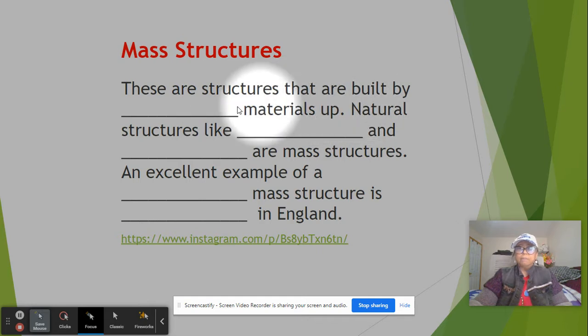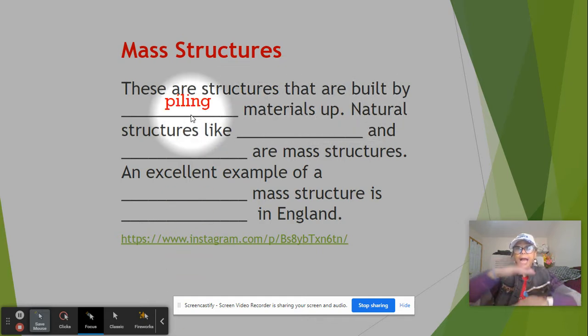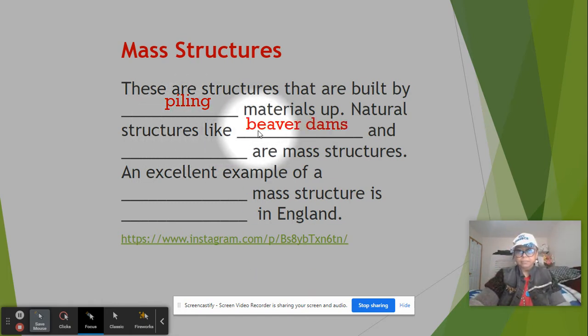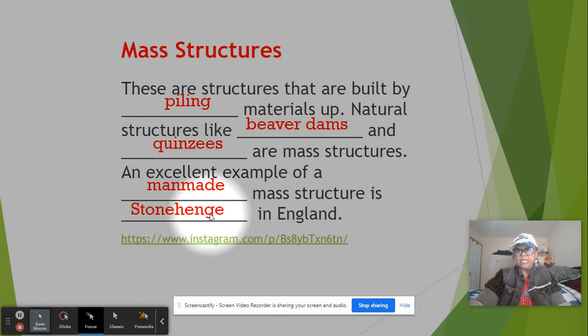Now, for the first one, mass structures. These are structures that are built by piling materials up, one on top of the other. Natural structures like beaver dams and quincies are mass structures. Now, an excellent example of a man made mass structure would be the Stonehenge in England.